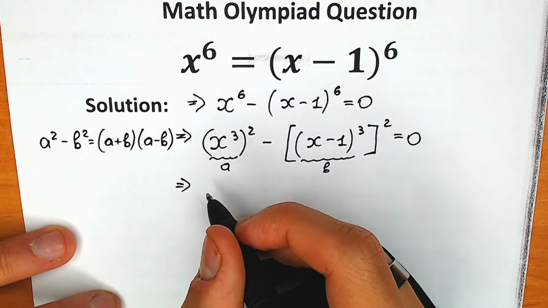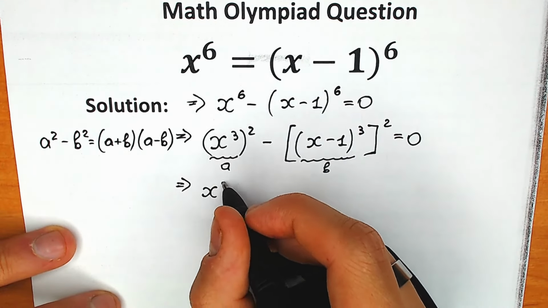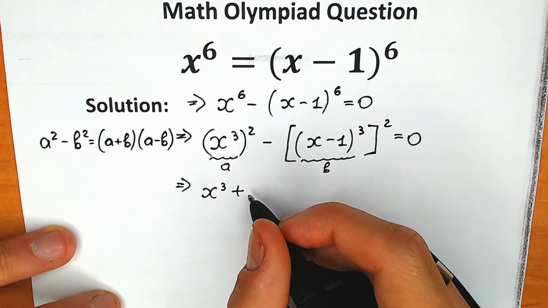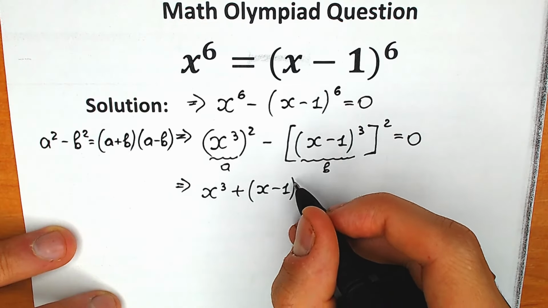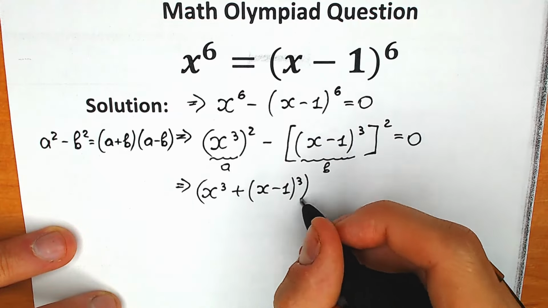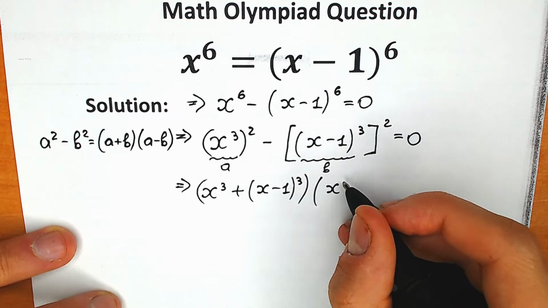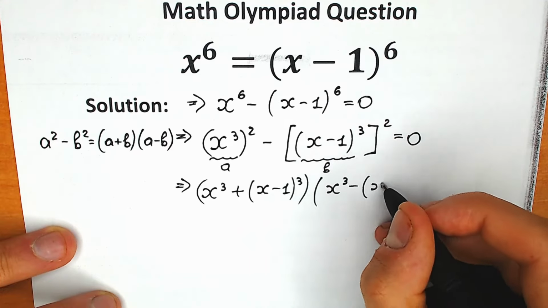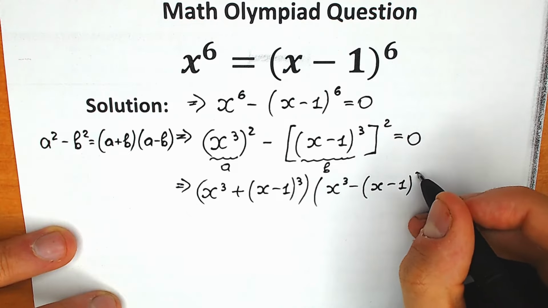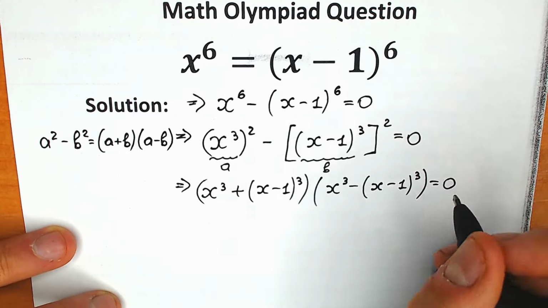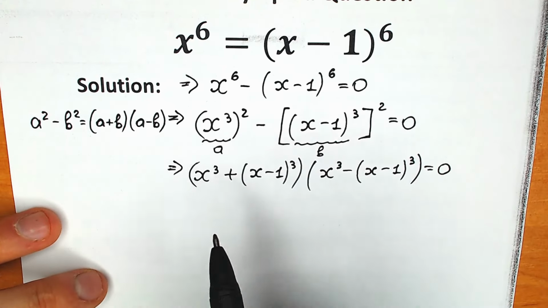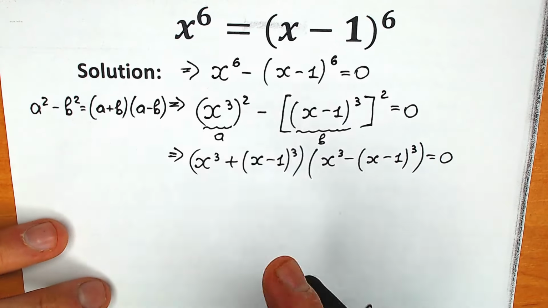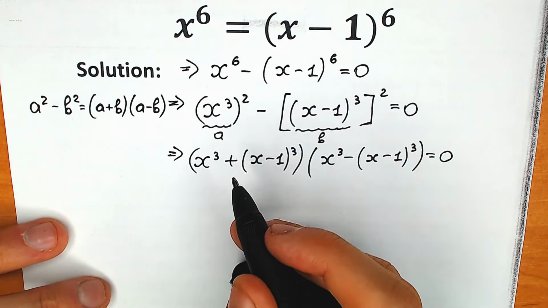So as a result we have the first parenthesis, x cube plus (x minus 1) cube, and the second parenthesis, x cube minus (x minus 1) cube, and equal to 0. So I really hope you understand it. According to this property, we solve this question. We do the step absolutely correct.